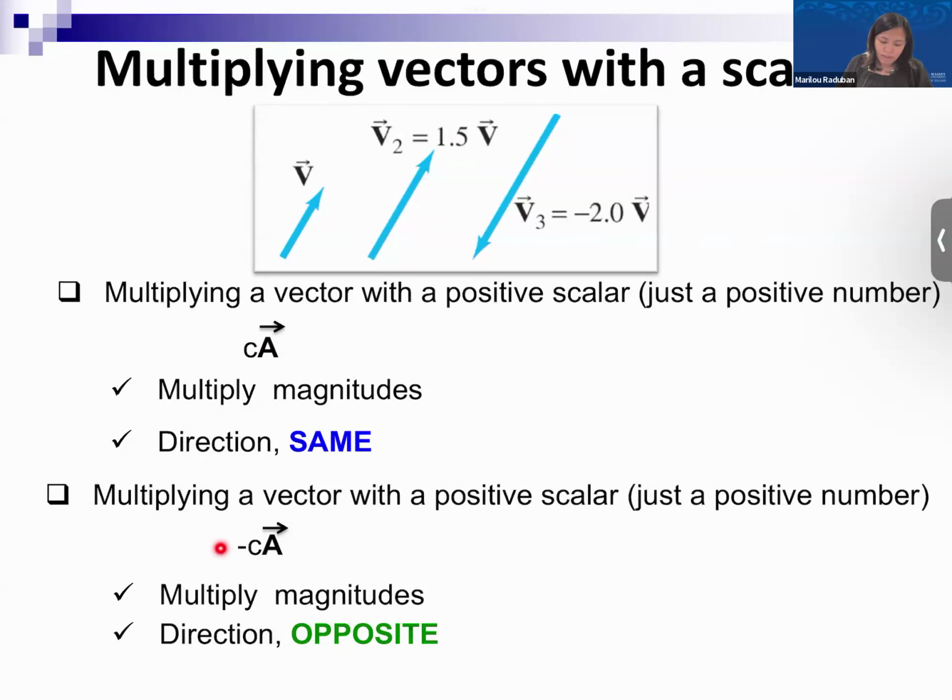But if you multiply a negative scalar to a vector, the negative sign has the effect of flipping the direction of the vector. So here's an example where the original vector v was multiplied with a negative 2. And you can see here that the direction of the resulting vector is opposite the direction of the original vector. So we learned that last time.